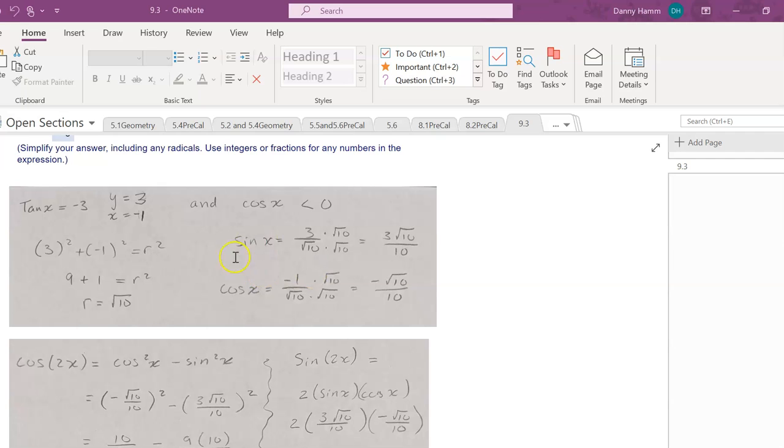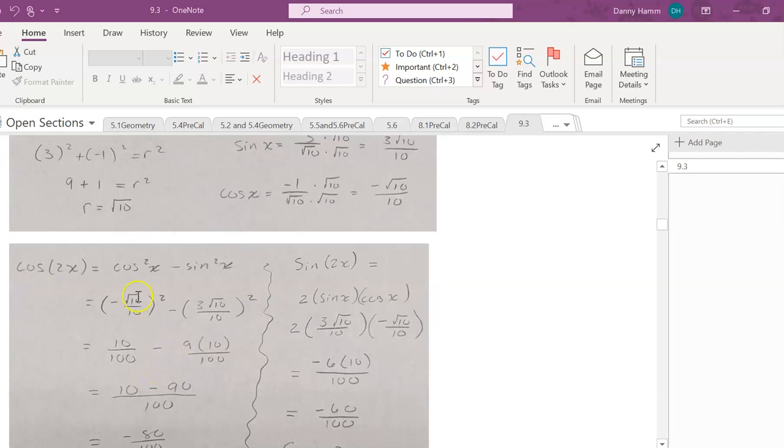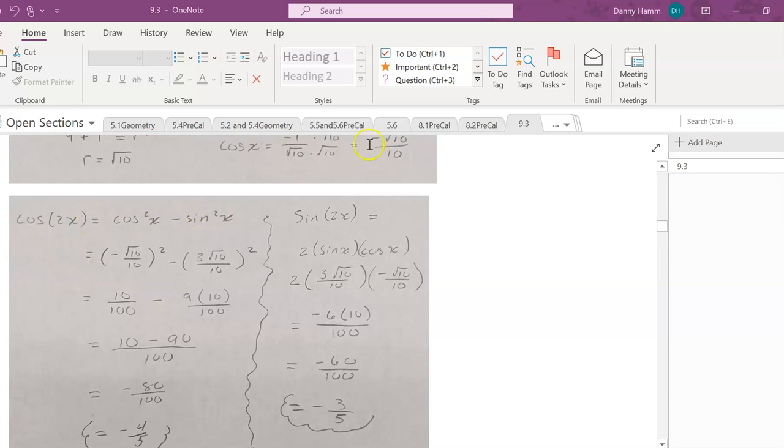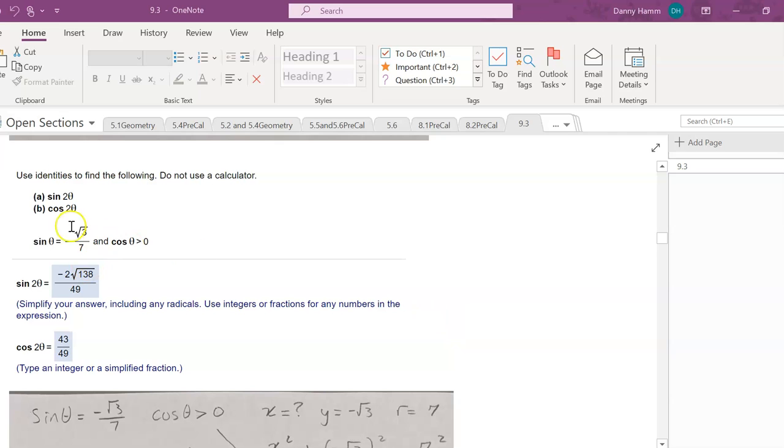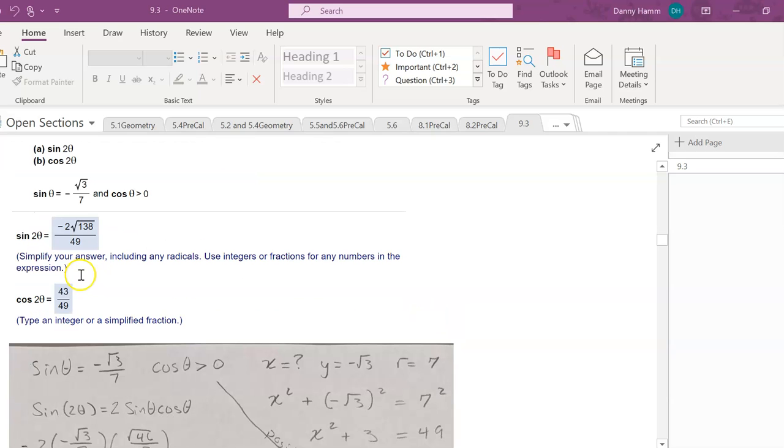And so once we have both our sine and cosine, then we can just write it into whatever we're looking for. So for cosine of 2x, I'm using those same values up there, and I'm just plugging them in. I'm squaring them and then reducing it. Same over here for sine of 2x or 2 theta, just plugging in those values again and evaluating. Same thing here, we're given information about sine.